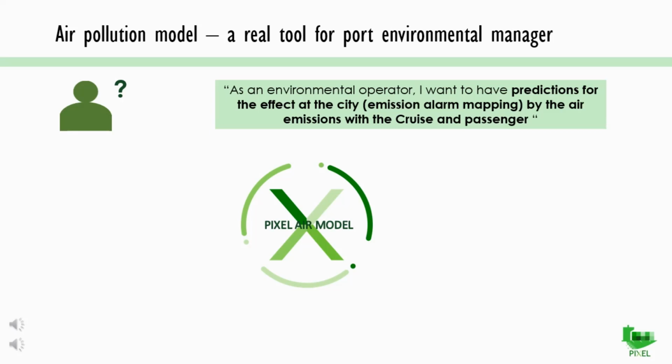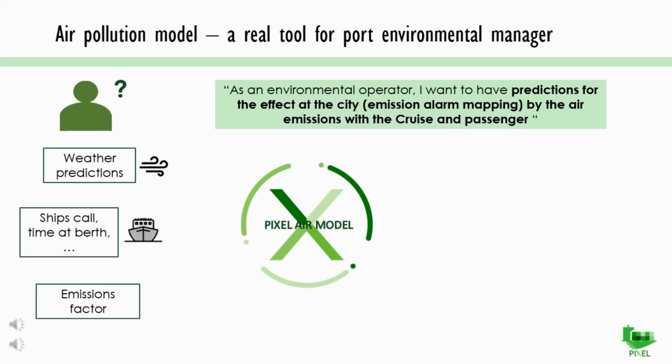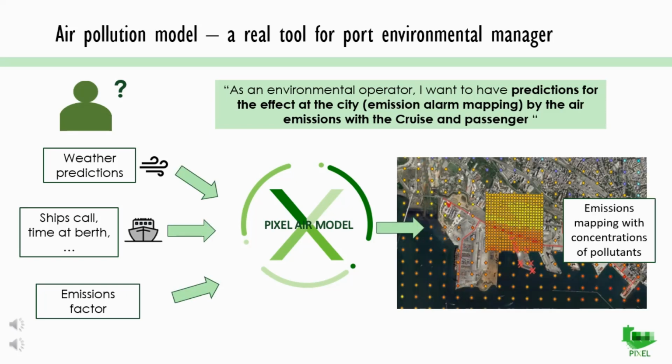In the air pollution model, I can make a simulation with weather prediction for a specific period and with the specific activities of the cruises and passenger ships. It takes into account ship calls for the period and time at berth. Finally, I can have a map of atmospheric emission with the concentration of pollutants in the air from passenger traffic. That helps me to understand where and when port activities can impact the city's air quality.